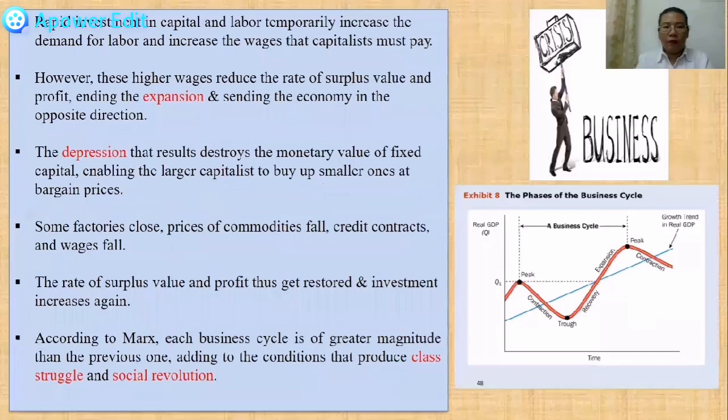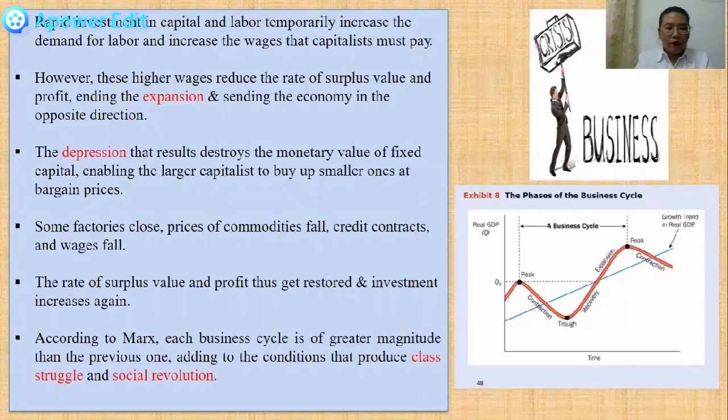Rapid investment in capital and labor temporarily increases the demand for labor and increases the wage that capitalists must pay. However, this higher wage reduces the rate of surplus value and profit, and sends the economy in the opposite direction. The contraction that results destroys the monetary value of fixed capital, enabling the larger capitalists to buy up smaller ones at bargain prices.